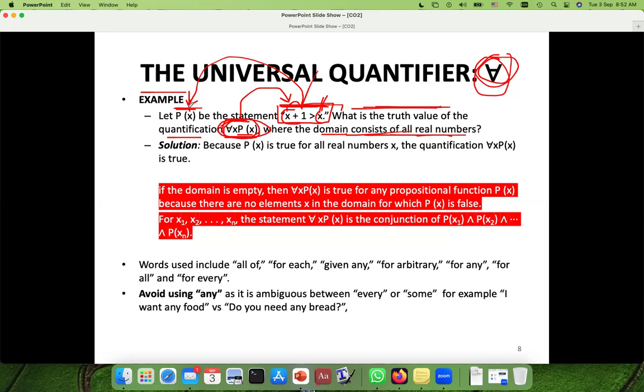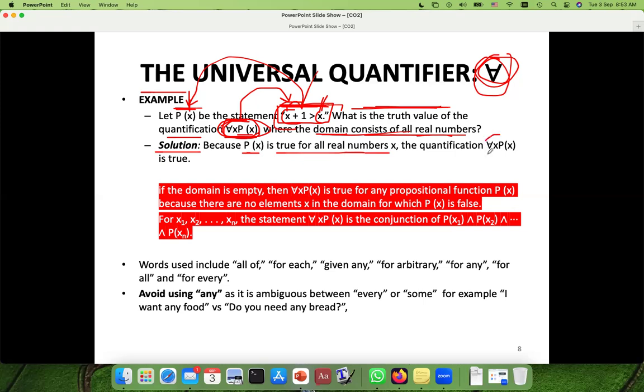Now your P(x) is true for all values of x in the domain. You cannot write all values; you only have to check three or four values and then give your answer. So now the solution: because this P(x), which is this equation, is true for all real numbers x from the domain, the quantification is true.